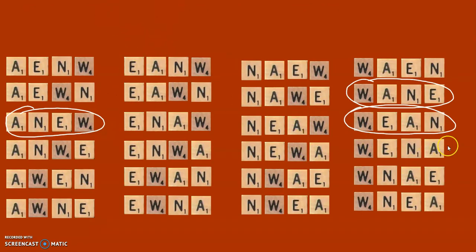You'll notice I've got a few of them circled. That's because those are the ones that are actually words in the dictionary. So that's fun. But there are 24 different things I'll call words.